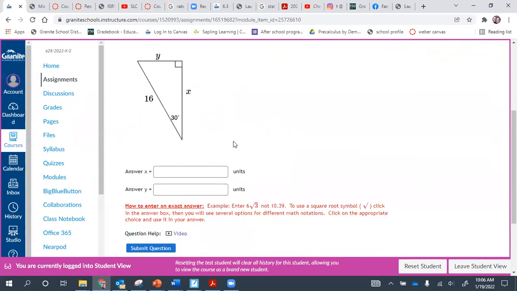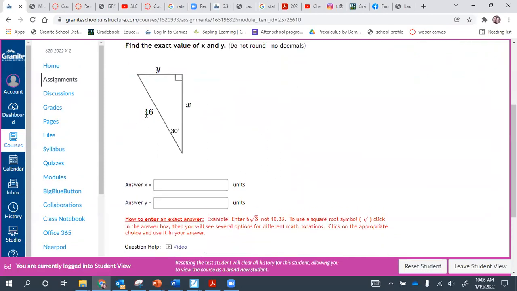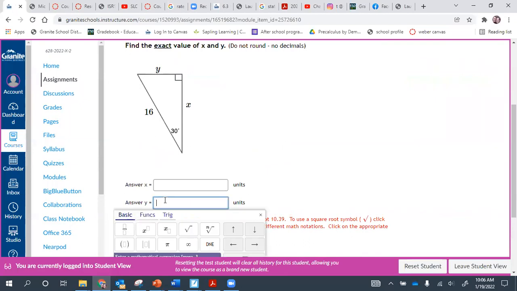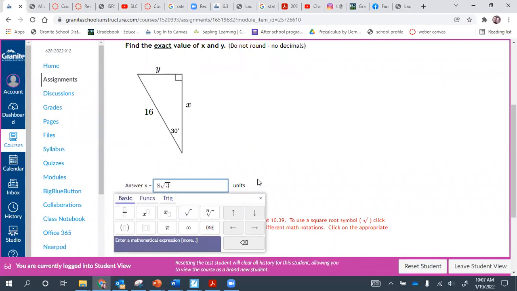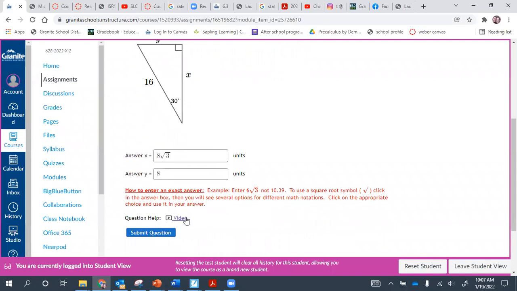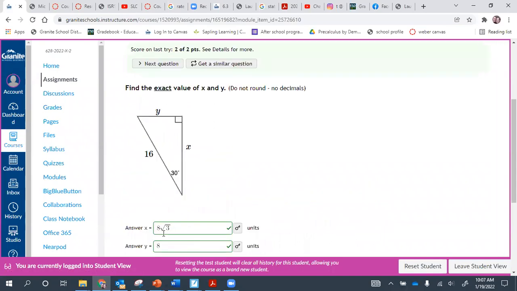Here's another 30, 60, 90. Okay. Now, here's the hypotenuse. So to get the y value, we divide it by 2 to make it 8. Then we're going to take that 8 and multiply it by the square root of 3 in order to get the x value. And if you don't get it, there's a video to watch, but we got it, so we're good. Okay. What you're going to do is do as many of those as you can. And if you get stuck, take a picture of it and email me and I can help you. So that is what you're going to do right now.